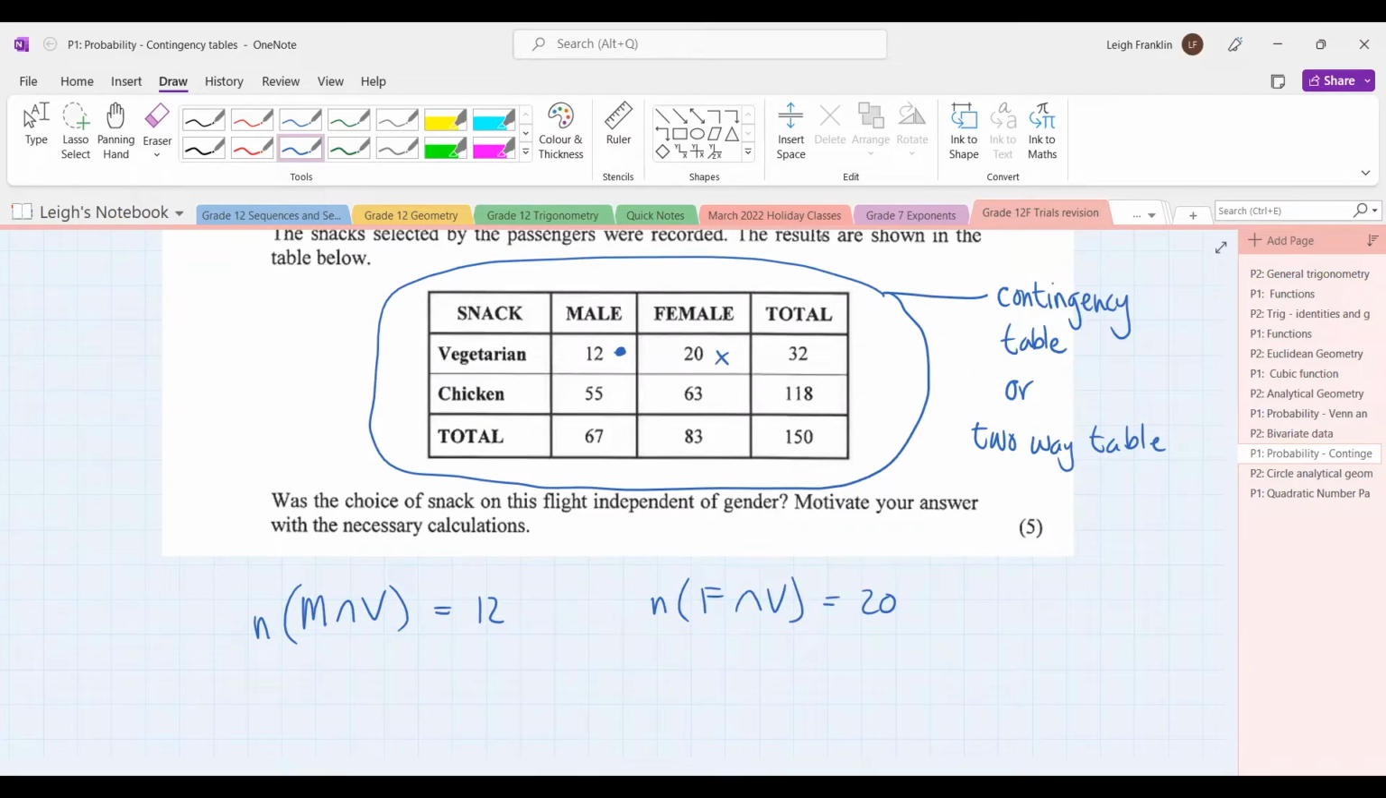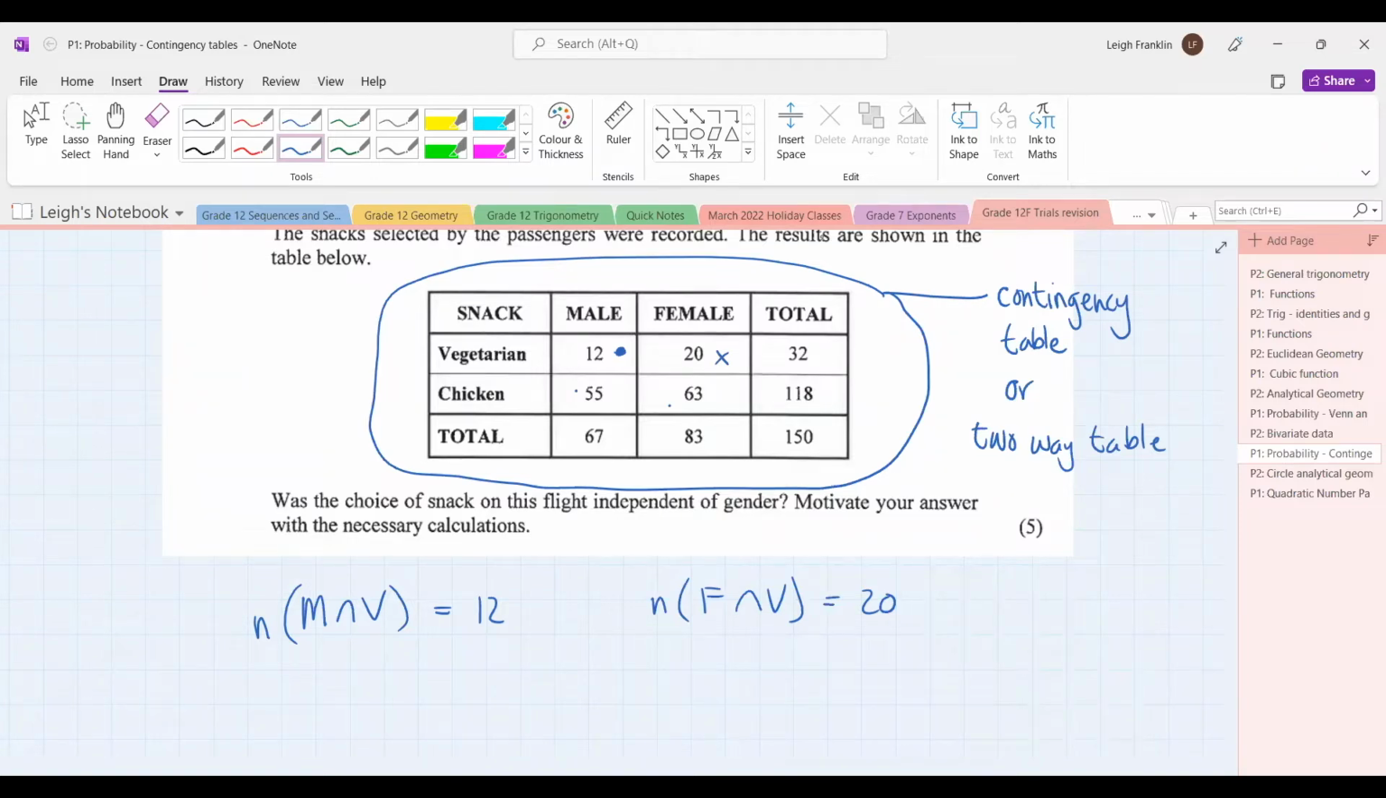So these cells here, they are both at the same time. So male and vegetarian, or male and chicken, or female and vegetarian, or female and chicken. Okay. And the reason that we need to know this is because if we're going to prove that choice of snack on the flight is either dependent or independent of gender, we've got to base our calculation on one of these four things. So you've got a choice. Either you can look at male and vegetarian, or you can look at female and vegetarian, or you can look at male and chicken, and you can look at female and chicken. The choice is completely up to you. There are four different ways of being able to do this, right?